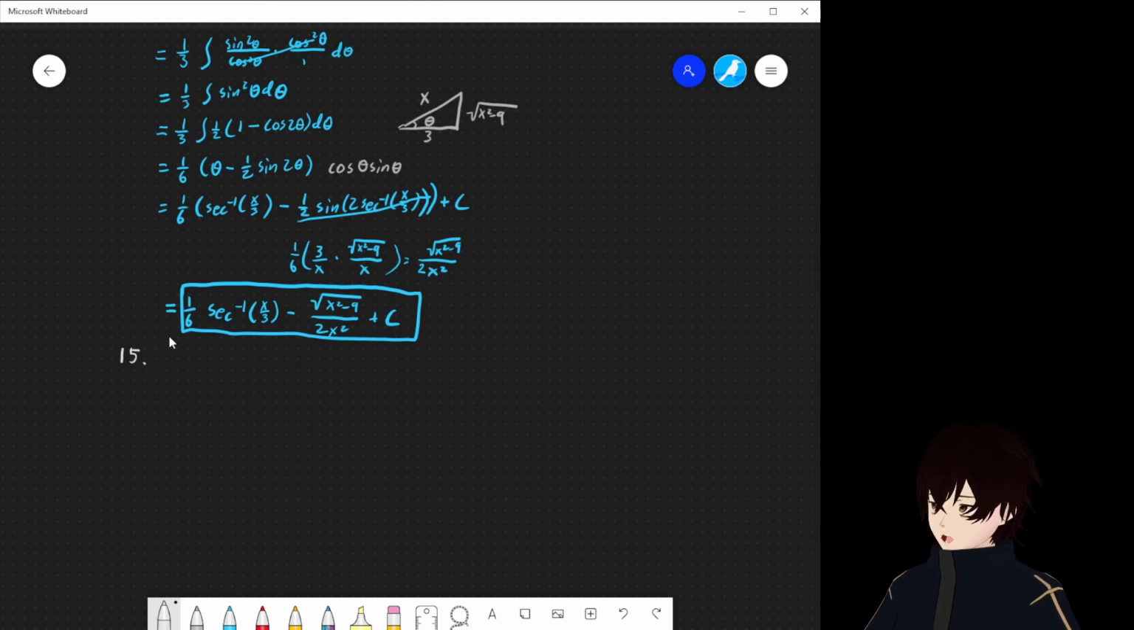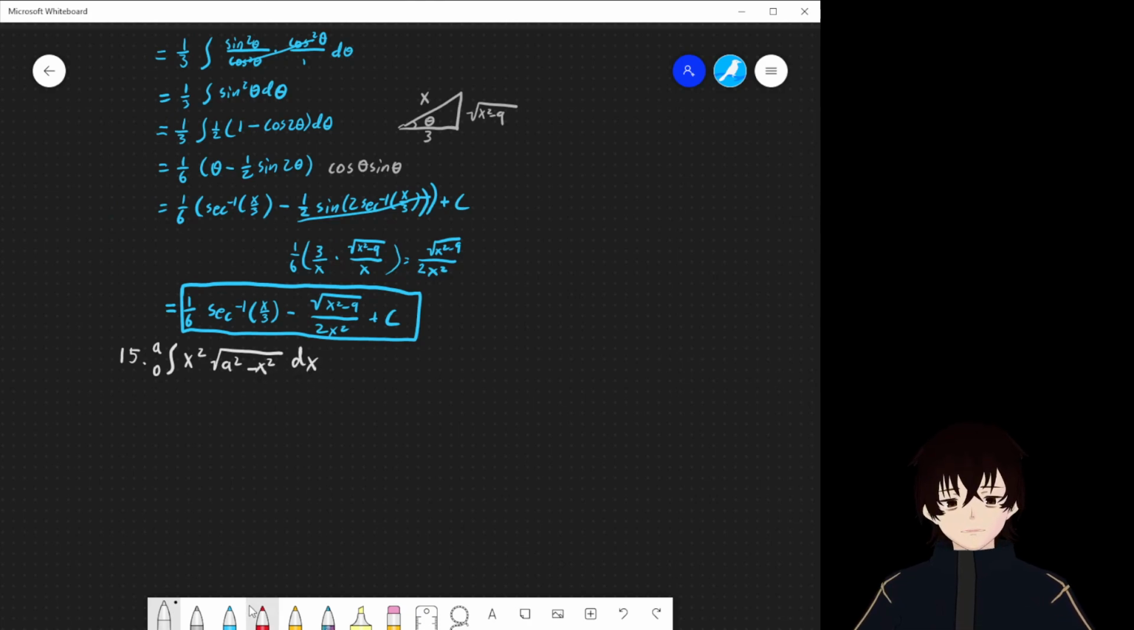Fifteen wants to know the integral between 0 and a of x squared times the square root of a squared minus x squared dx. That looks like a sine substitution, where x is equal to a sine theta, because of a squared.